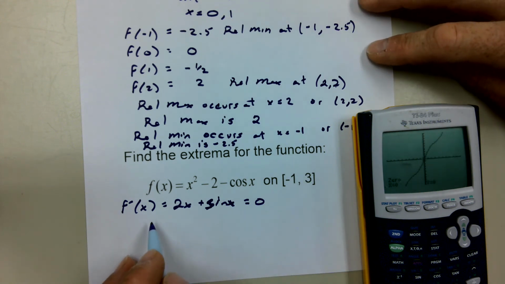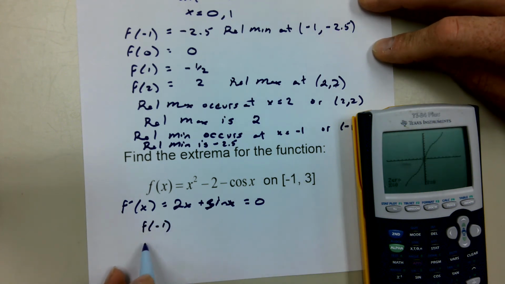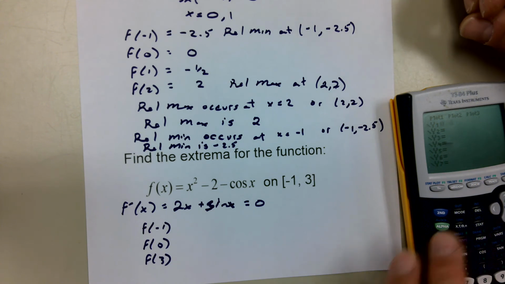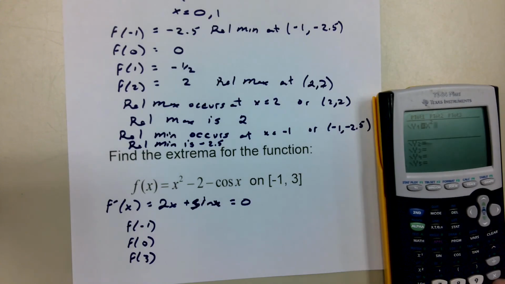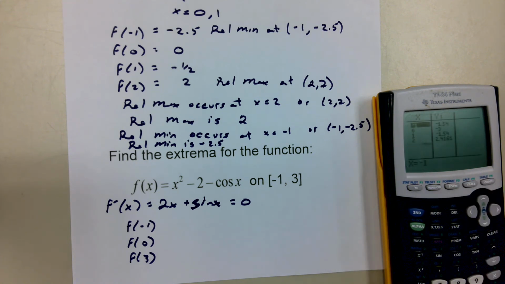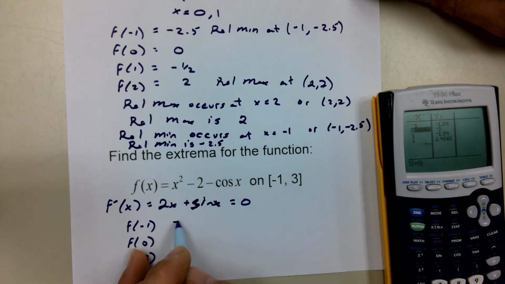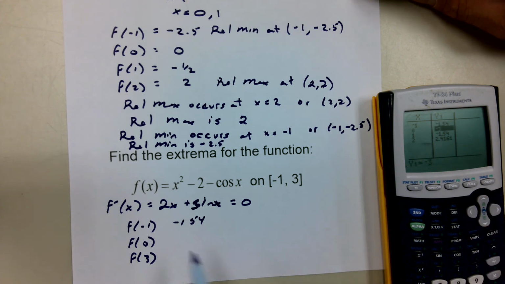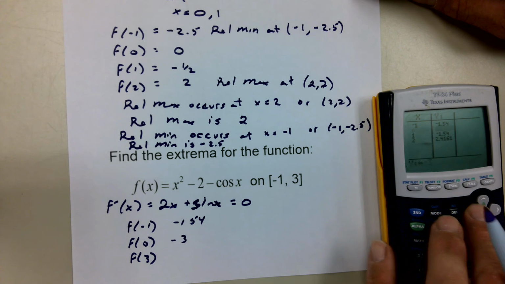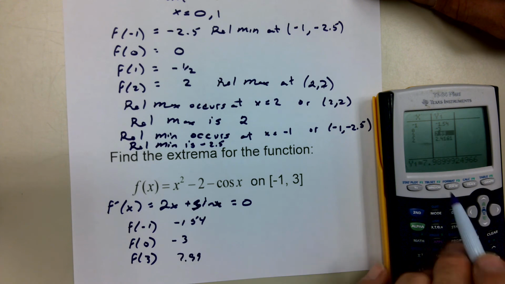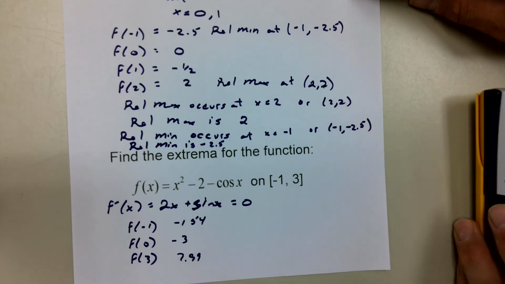So we're going to go ahead and find f of -1, f of 0, and f of 3. Again, we're going to go into our calculator and type in x squared minus 2 minus the cosine of x. In our table, we type in -1, which gives us -1.54. Make sure that's... yep, that's good. 0 is going to be -3, and then 3 is going to be 7.99. So 7.99 is going to be our rounded value.